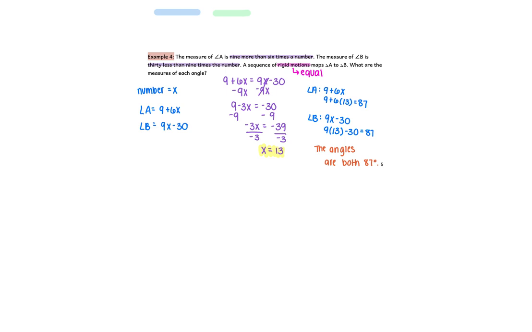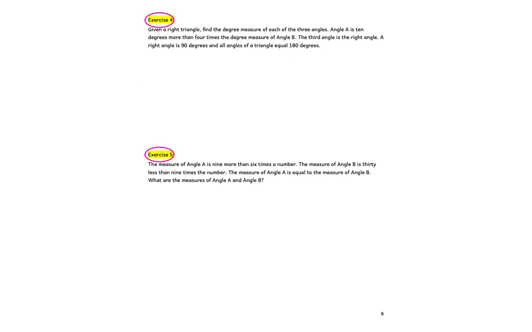The measure of angle A is 9 more than 6 times the number. The measure of angle B is 30 less than 9 times the number. A sequence of rigid motions maps angle A to angle B. What are the measures of each angle? Now, rigid motions maintain congruence, so if we're dealing with a translation, a rotation, or a reflection, we are dealing with equal angles here. And you will see that here in the purple before you move on to your final set of exercises in 4 and 5. Again, try your best, submit what you have, and enjoy.